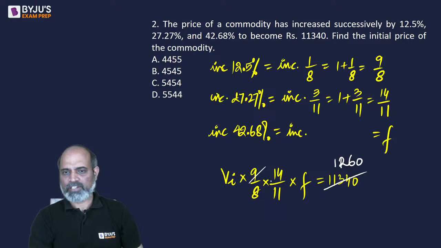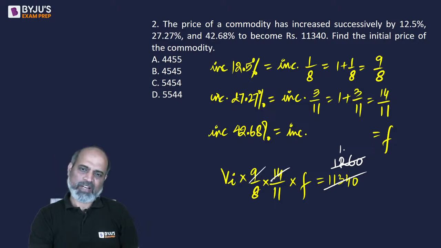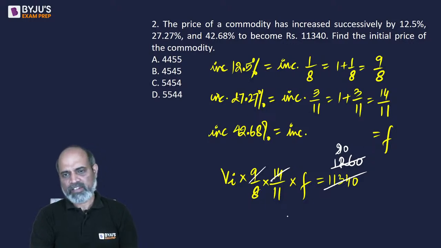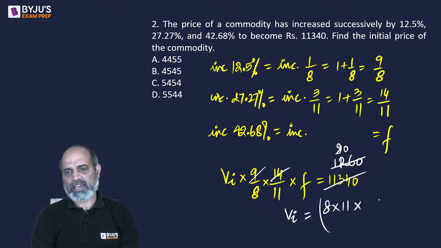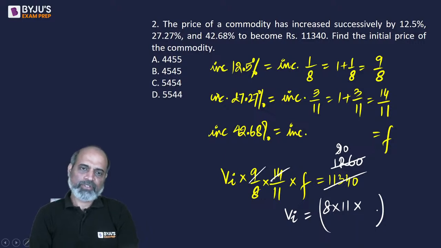1260. Then if we get rid of 14, this is going to be 140, so this is 90. 14 into 9 is 126. So this is 90. So we can say that the initial value is going to be in the table of 8 and 11 and then furthermore.